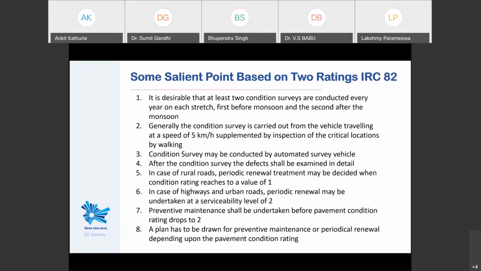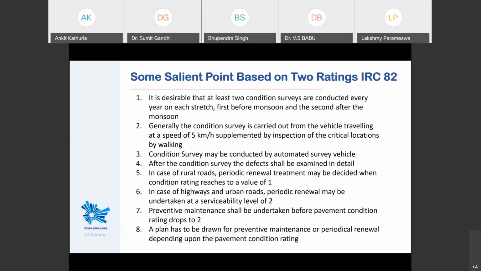Now, once we have understood these two rating systems, there are a few salient points that were given in IRC 82 before we proceed further. The first takeaway is that it is desirable that at least 2 condition surveys are conducted every year on each stretch. The first before the monsoon, and the second after the monsoon season.